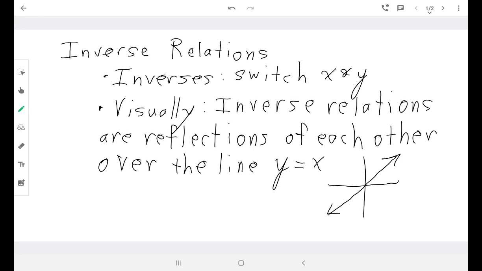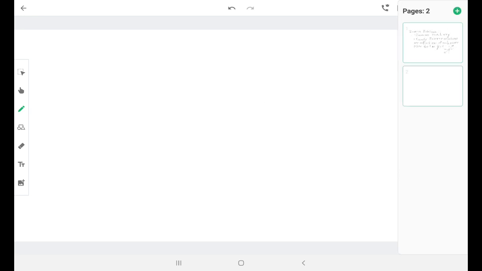So if you want to visually recognize a set of inverse relations, what you're looking for is, are they reflections over each other along the y equals x? And part of the consequence of being reflections of each other is that they will actually intersect along that line.